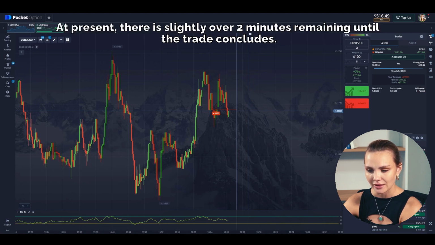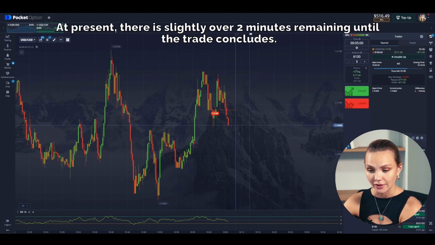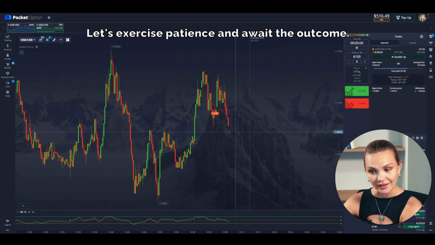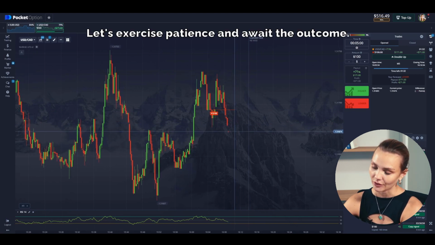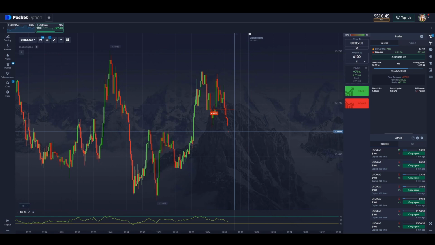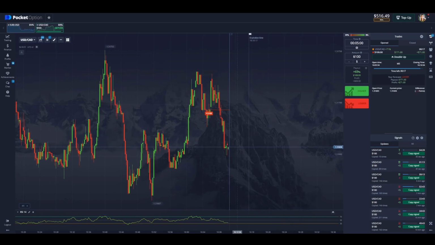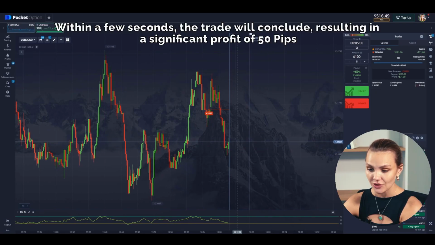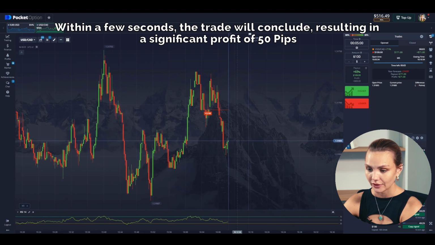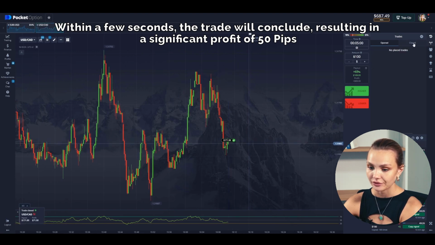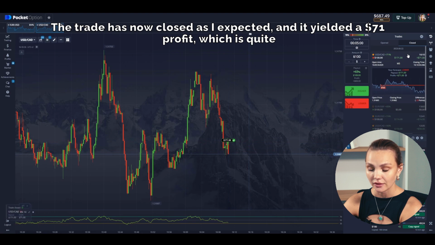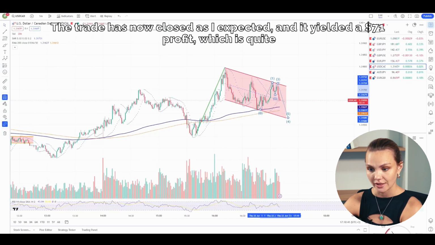At present, there is slightly over 2 minutes remaining until the trade concludes. Let's exercise patience and await the outcome. Within a few seconds, the trade will conclude, resulting in a significant profit of 50 pips. The trade has now closed as I expected, and it yielded a $71 profit, which is quite satisfactory.